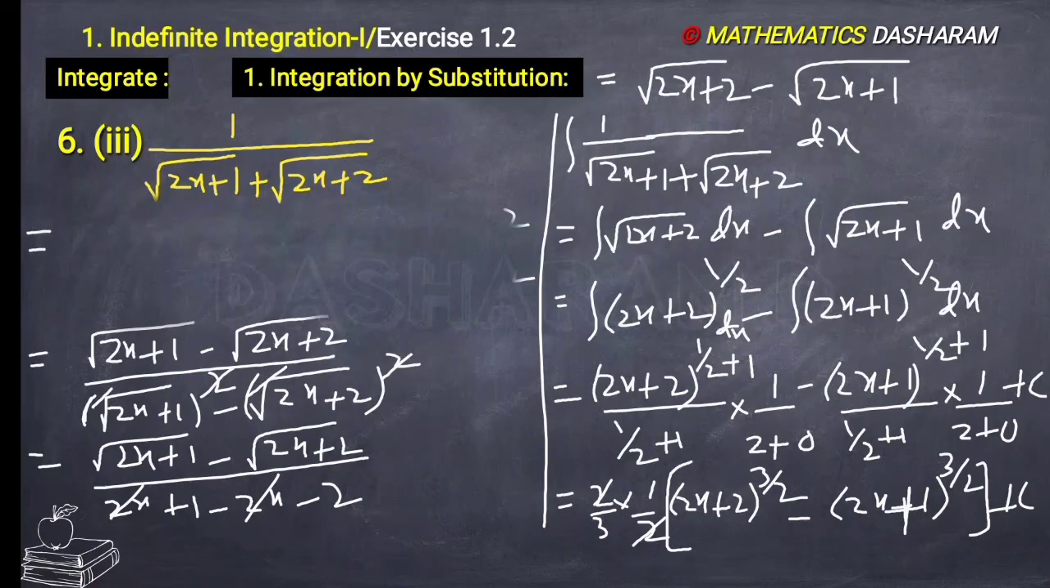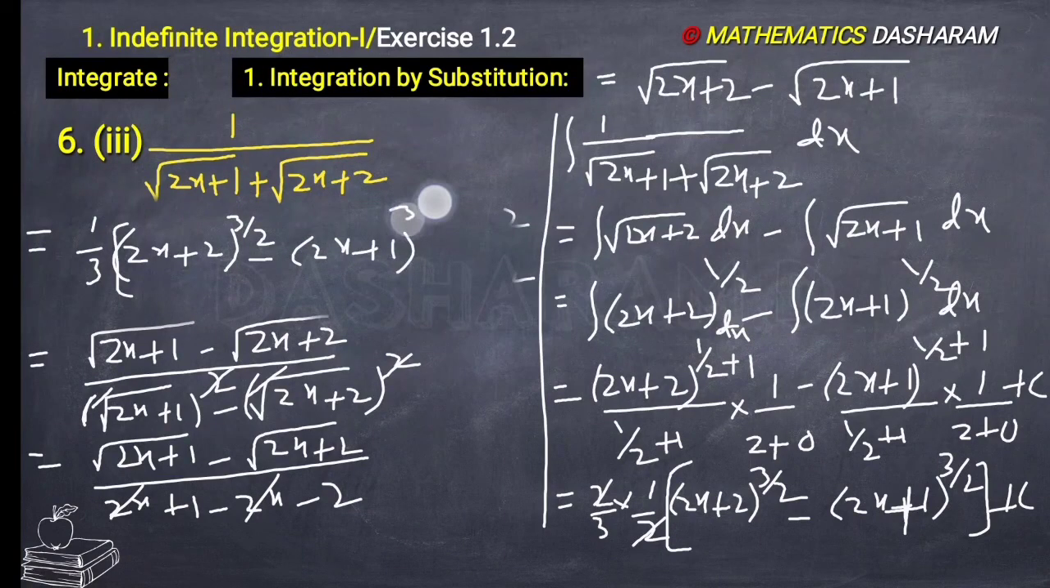So it is equals to 1 by 3 bracket of (2x plus 2) whole power 3 by 2 minus (2x plus 1) whole power 3 by 2 plus c is our required answer.